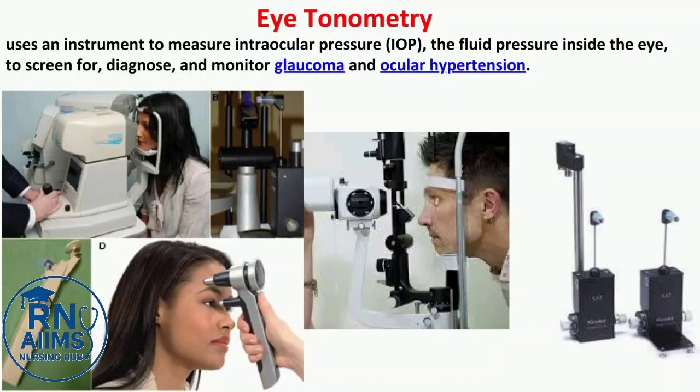Eye tonometry. Uses an instrument to measure intraocular pressure, IOP, the fluid pressure inside the eye, to screen for, diagnose, and monitor glaucoma and ocular hypertension.